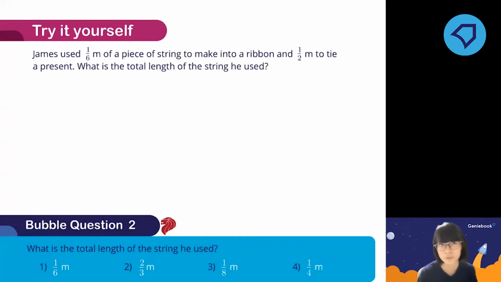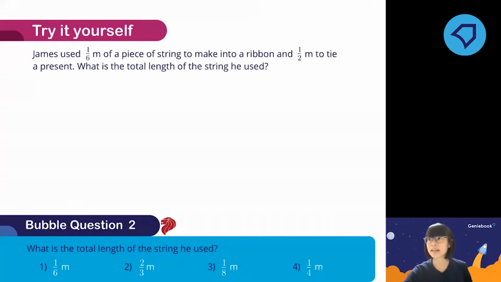Okay, for those of you who got the previous question wrong, now it's the time to redeem yourself. Okay, so James used 1/6 meter of a piece of string to make a ribbon and 1/2 half a meter to tie a present. What is the total length of the string he used? Okay, so once you do your addition, what is the total length of string he used? Please make sure your answer is in its simplest form. You have 1 minute 30 seconds. Options launching in 3, 2, 1.